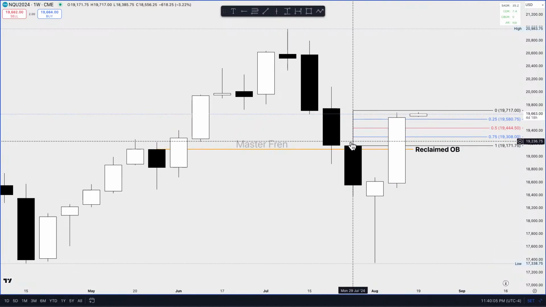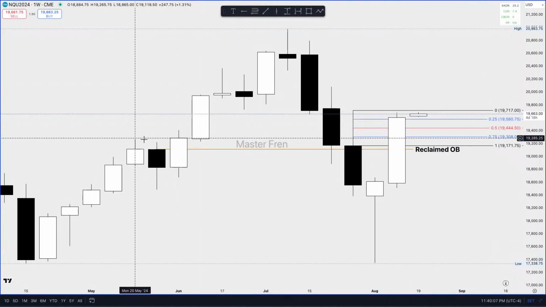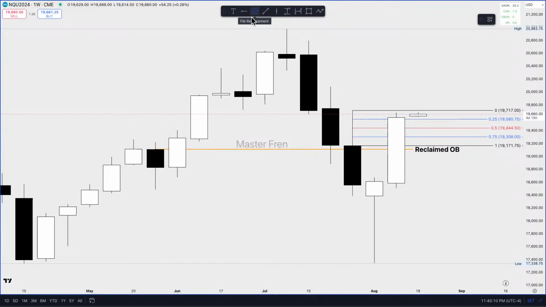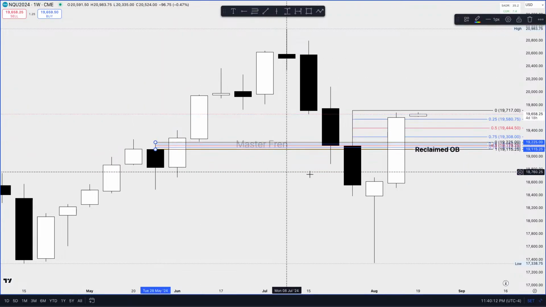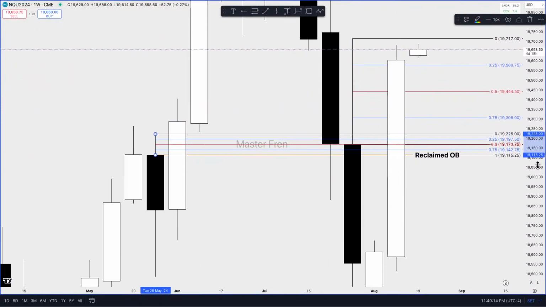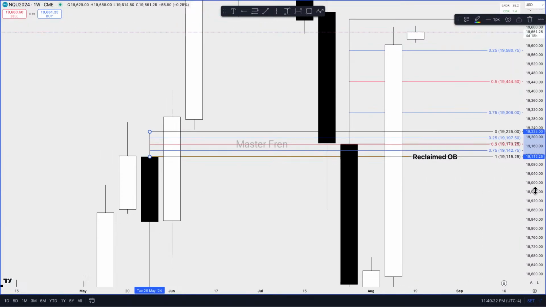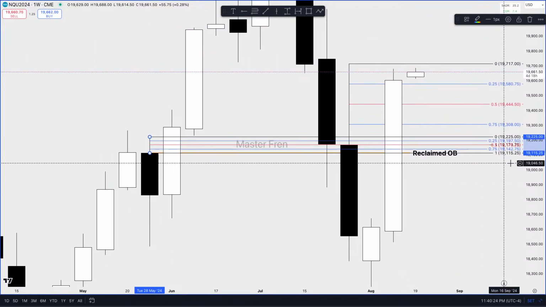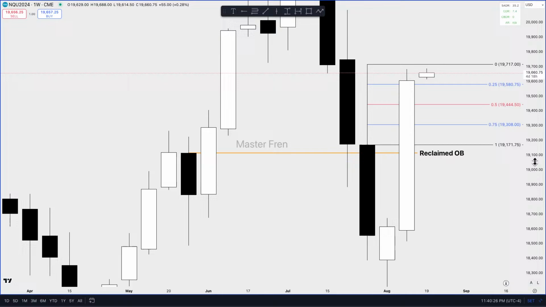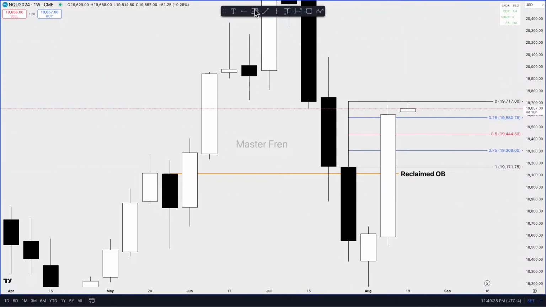So within that order block here, I'm just going to check out the rejection block inside of here. You know, I had a feeling that that was the case. So, it being at the midway point here, I like the idea we could come back down into here. Obviously have the new week opening gap, but we'll get into that one very soon.